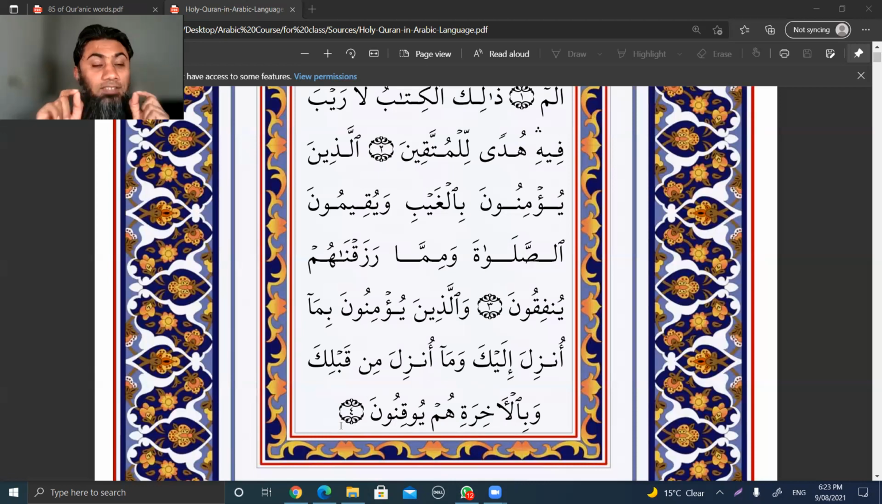Actual sequence was hum yukinuna bil akhirati. Please pay attention, this was the actual sequence. Bil akhirah should be at the end. Why? Because mutaalliq bil fail should be at the end. So the actual sentence was hum yukinuna bil akhirati: they are certain about the akhirah, or with regard to the afterlife. But if the mutaalliq bil fail is taken to the start, it makes the jumla emphatic.